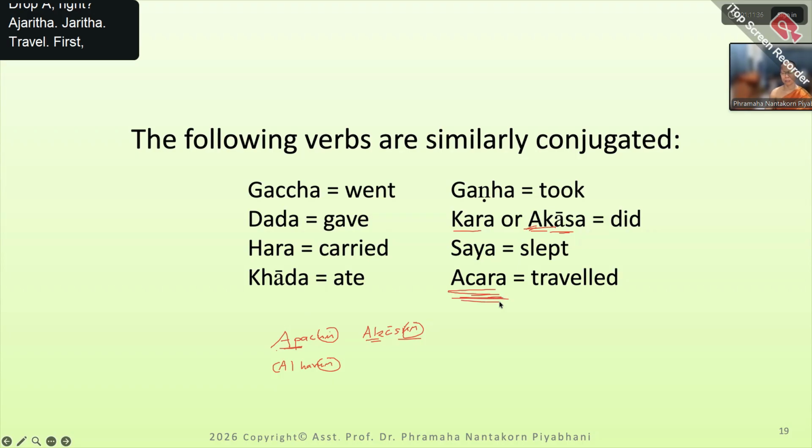First person: im and maha, right? Acharim, you see. Singular acharim. For the plural, you must drop the e after here, right? It becomes acharimha. Acharim: I travel. Acharimha: we travel. See? Easy or difficult? Past tense.